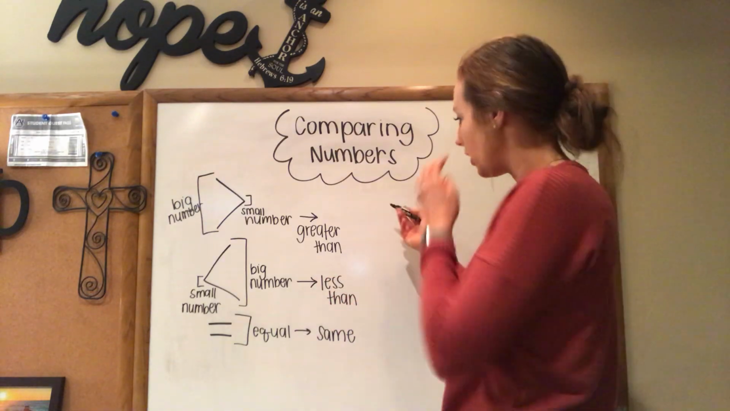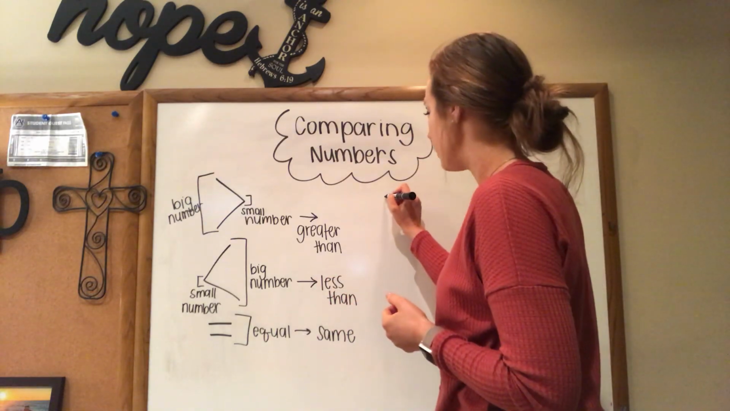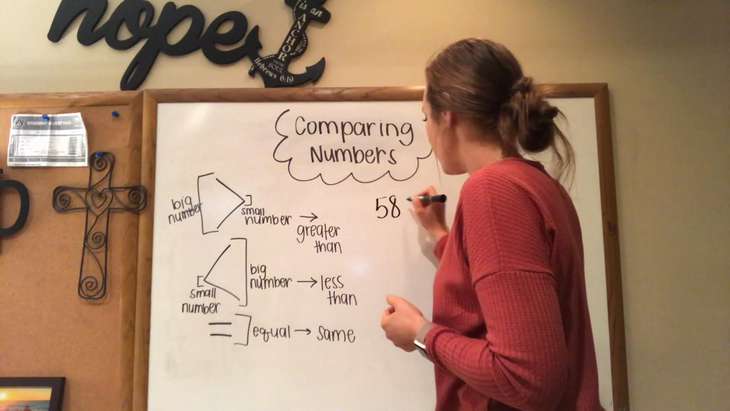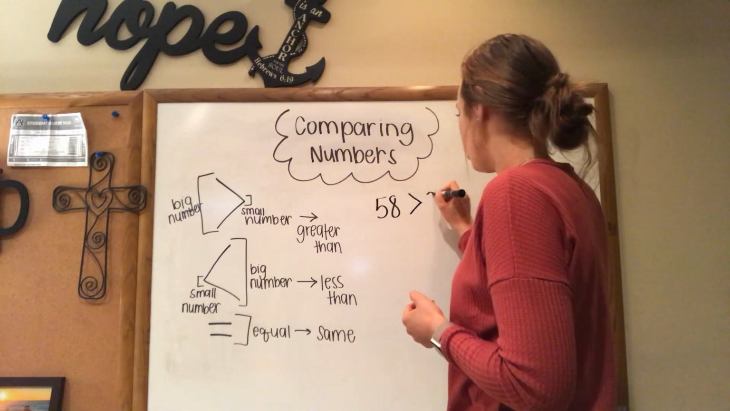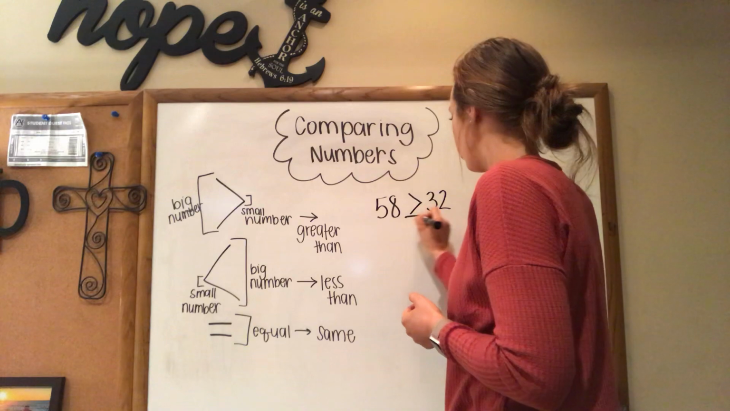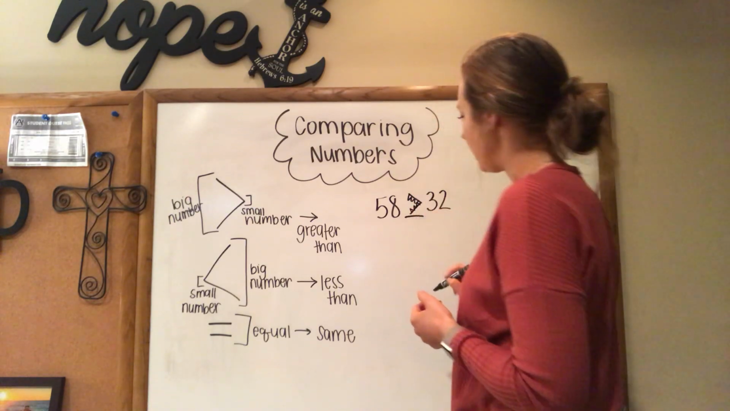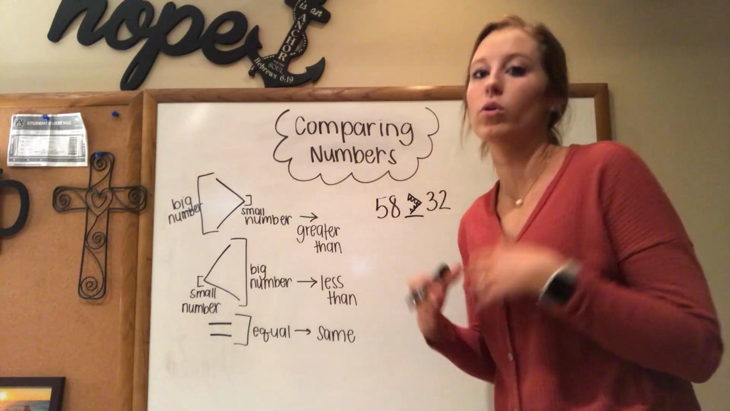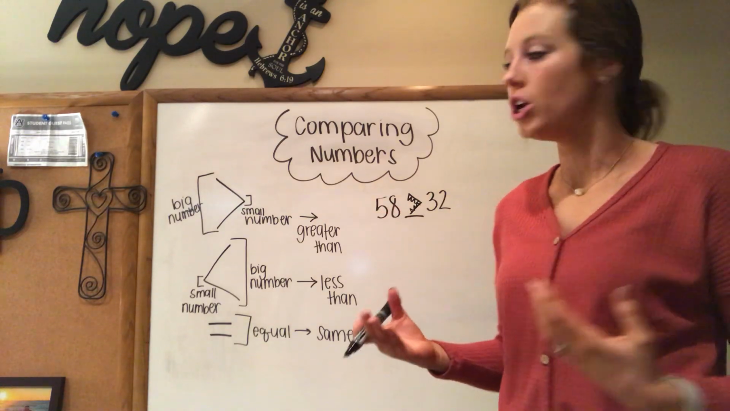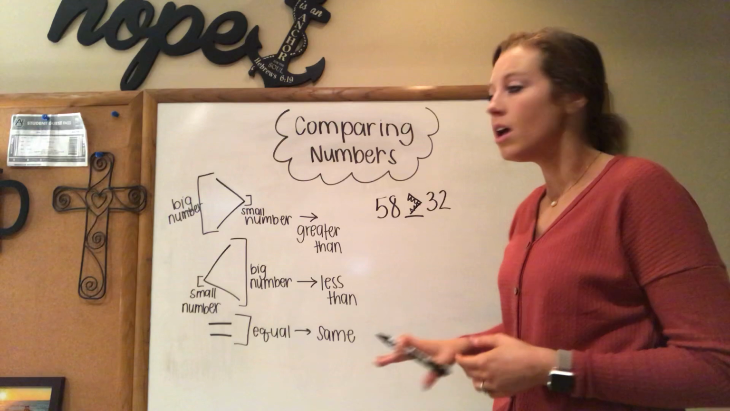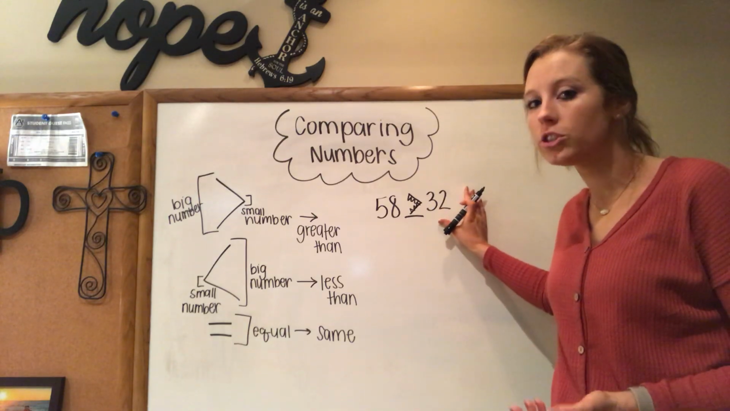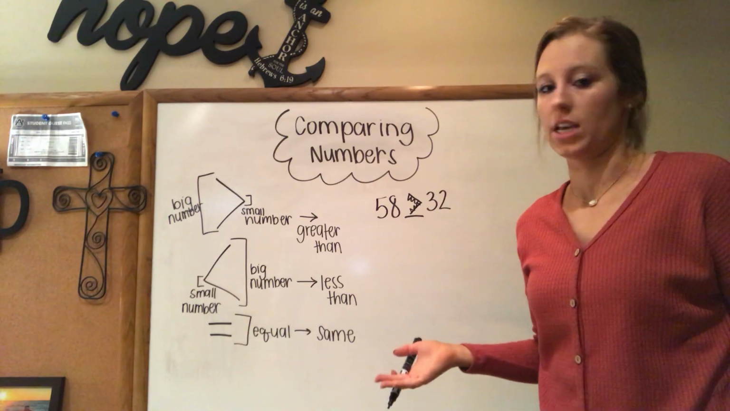When we're talking about greater than, my example was 58 is greater than 32. So this is greater than, because the alligator is eating the bigger number. Of course, the alligator is going to want more fish. So let's say we had 58 fish compared to 32 fish. The alligator is going to want to eat the 58 fish.